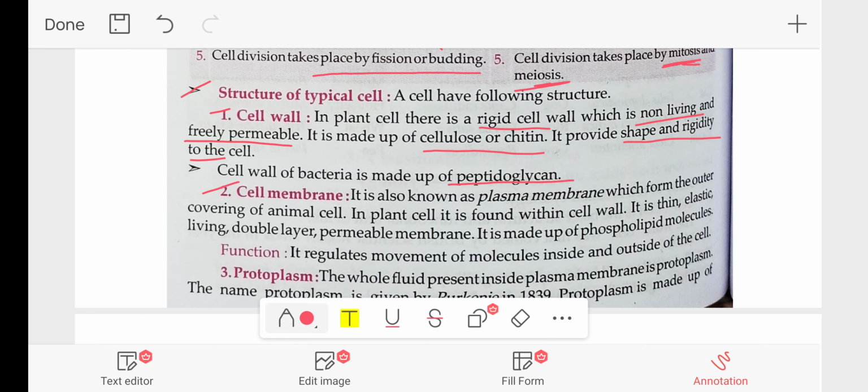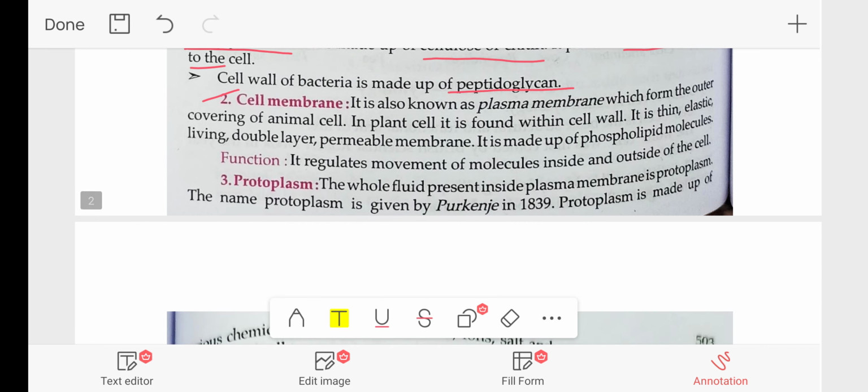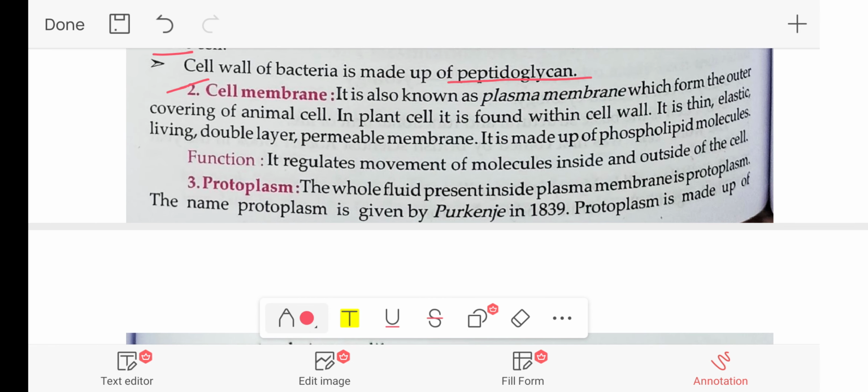Second, cell membrane. It is also known as plasma membrane, which forms the outer covering of animal cell. In plant cell, it is found within the cell wall. It is thin, elastic, living, double-layer, permeable membrane, and it is made up of phospholipid molecules. Function of cell membrane: it regulates movement of molecules inside and outside of the cell.